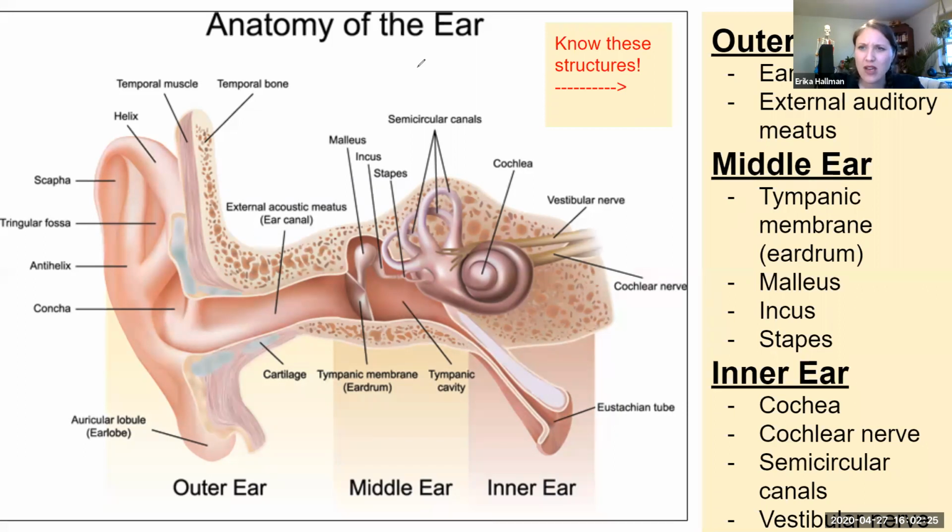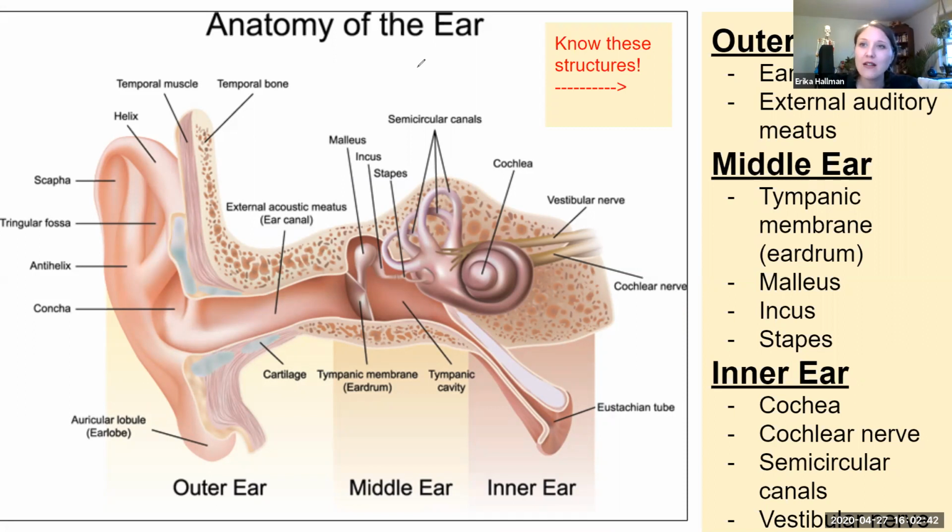How do we go from moving a hair to hearing different pitches and different noises and different volumes of sound? In order to understand that, we need to understand the anatomy of the ear. There are three parts of the ear that you are responsible for: outer, middle, and inner. I'm sure you can figure out which one's which.